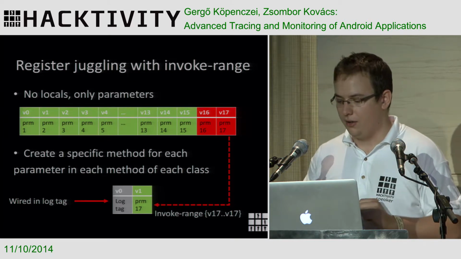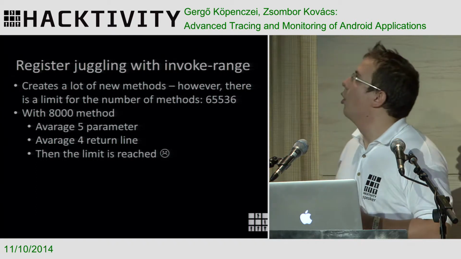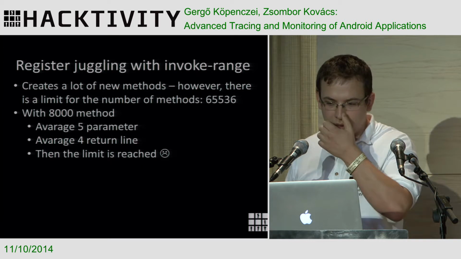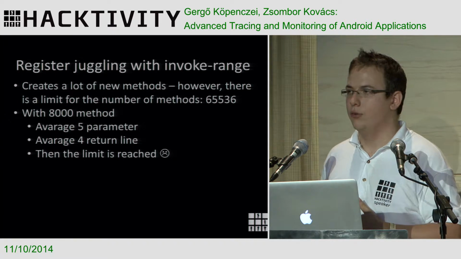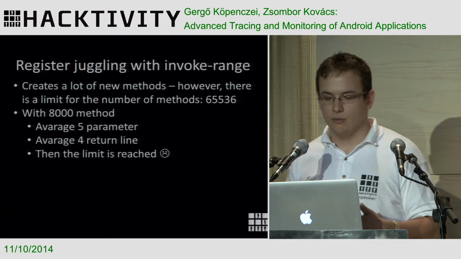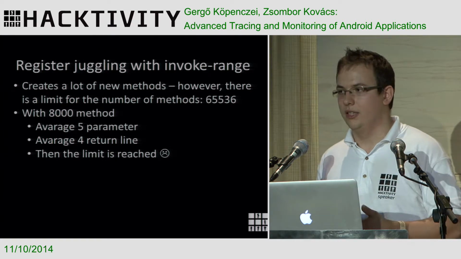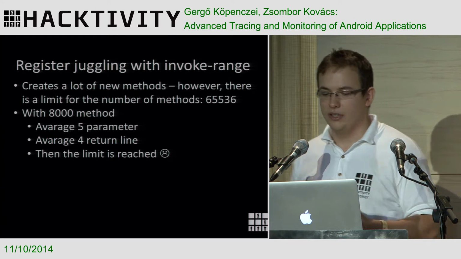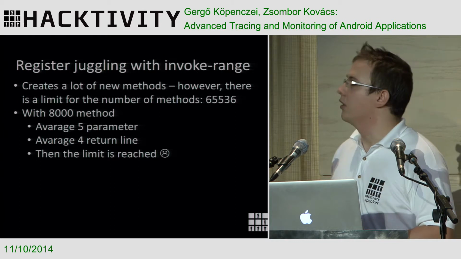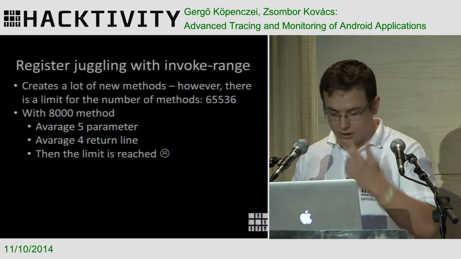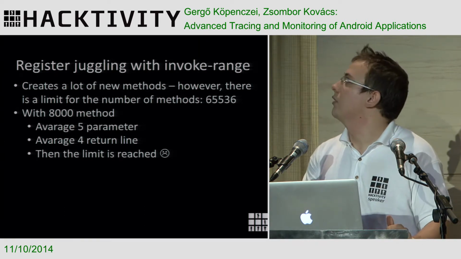Unfortunately, Dalvik has an interesting feature. There is an upper limit to methods in a given application, which seems to be a big number, because it's 65,000, but it's not. If you imagine only an application where there's 8,000 methods, on average 5 parameters and 4 return lines, which is not so extreme in Smali, then it's already reached. I think my worst case scenario was like 160,000 methods created by this method. So that can't work. Then if none of it works, then why not use both?